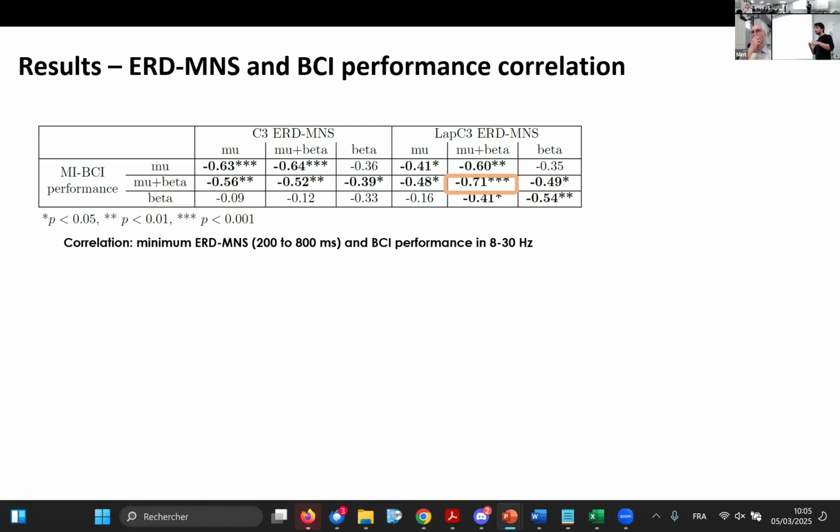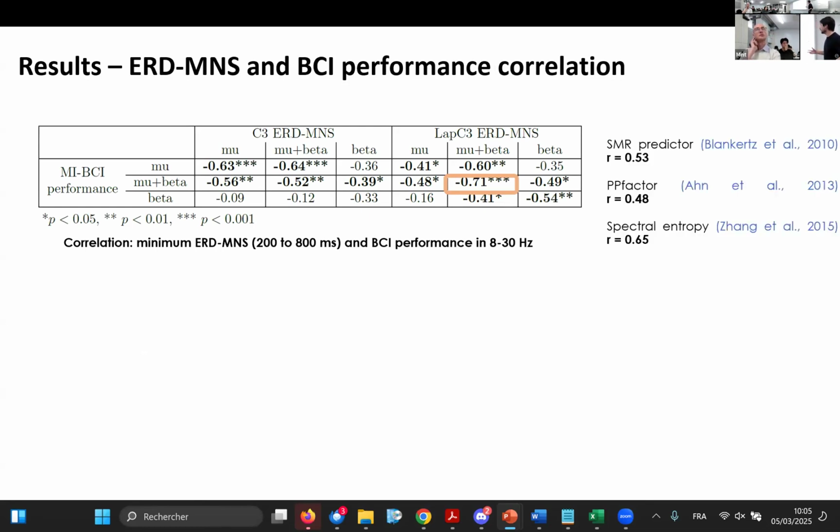Because stronger is the decrease. So stronger is the decrease of power. So stronger is the ERD, better is the BCI performance. To compare this result we obtained with the literature, we can see that we have a correlation of 0.71.